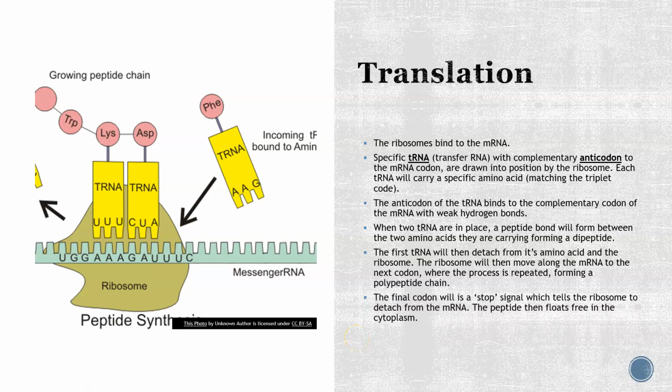The final codon is called a stop signal, okay, which tells the ribosome to detach from the mRNA. The peptide then floats free into the cytoplasm, ready to start its formation into the protein.